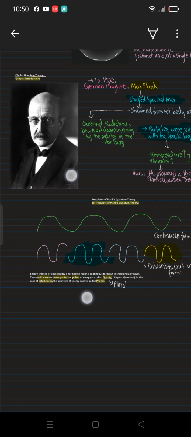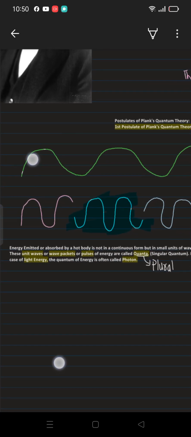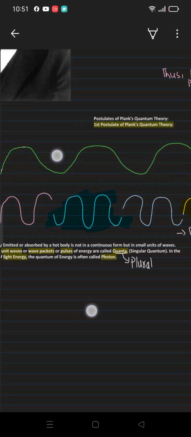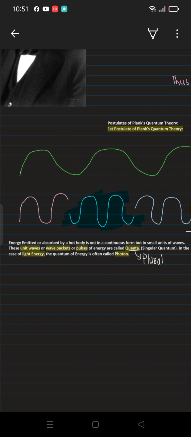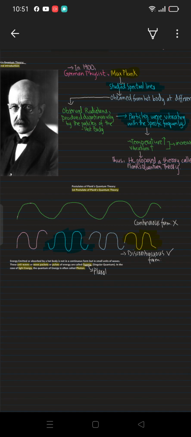The first postulate was all about the wave which was formed. Right here it is written: energy emitted or absorbed by a hot body is not in a continuous form but in small units of waves, and these waves he called quanta. Quanta is the plural, quantum is the singular, as you can see here. In the case of light energy, those quanta or quantum were known as photons or photon, right? In today's video, we are going to see what he actually discovered, right?